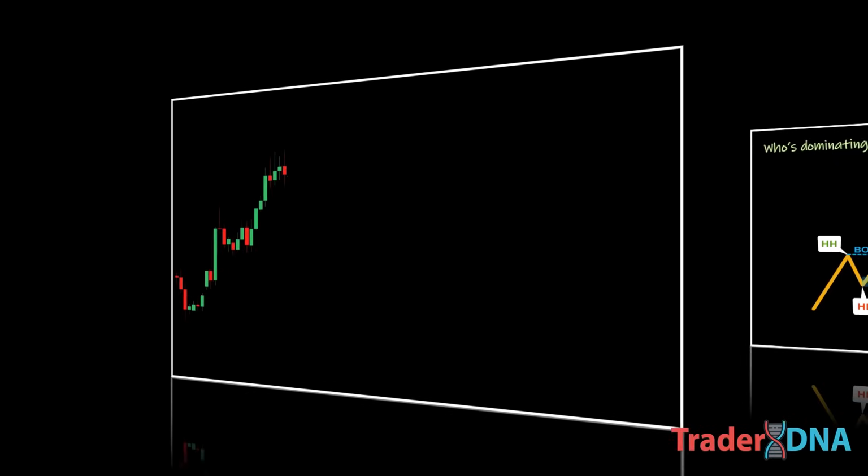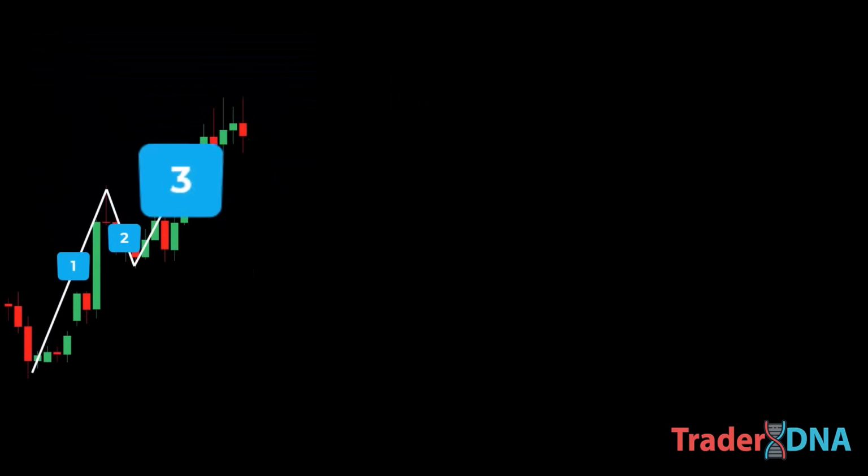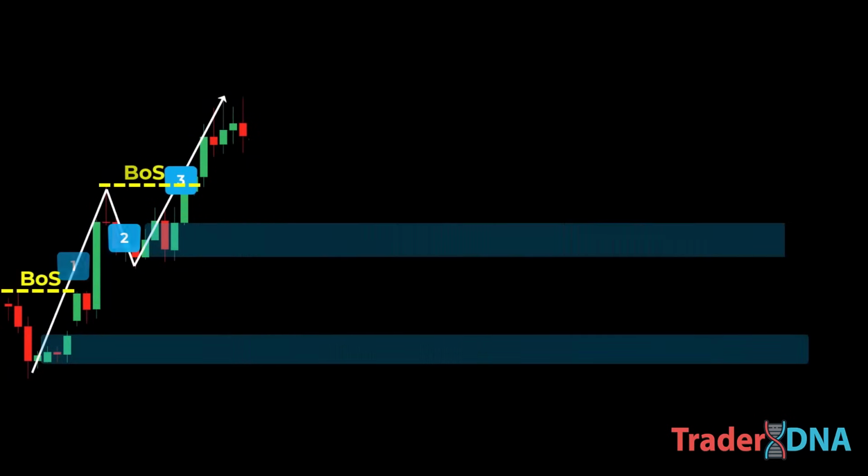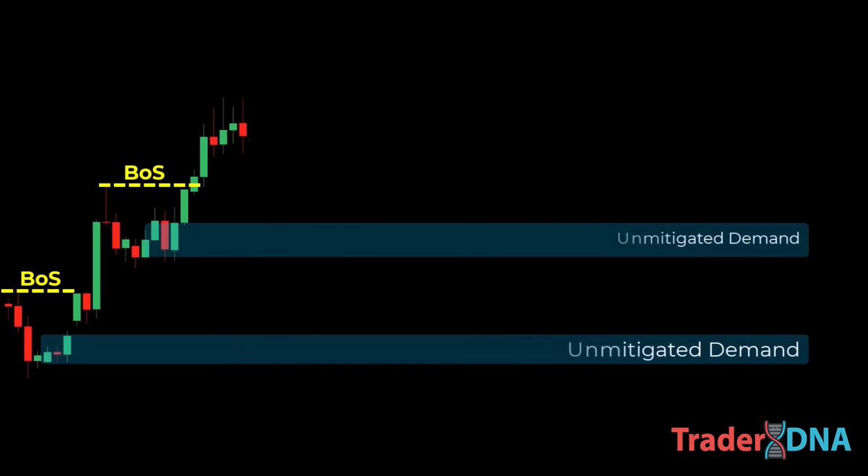All right, let's break this down step by step. In this example, we see 3 clear bullish moves, each breaking above the previous high. And this tells us that demand is in full control. Buyers are pushing price higher, and we even spot an unmitigated demand zone, meaning price hasn't come back to retest it yet. This zone becomes a key level to watch. When price pulls back to it, we expect it to act as support.